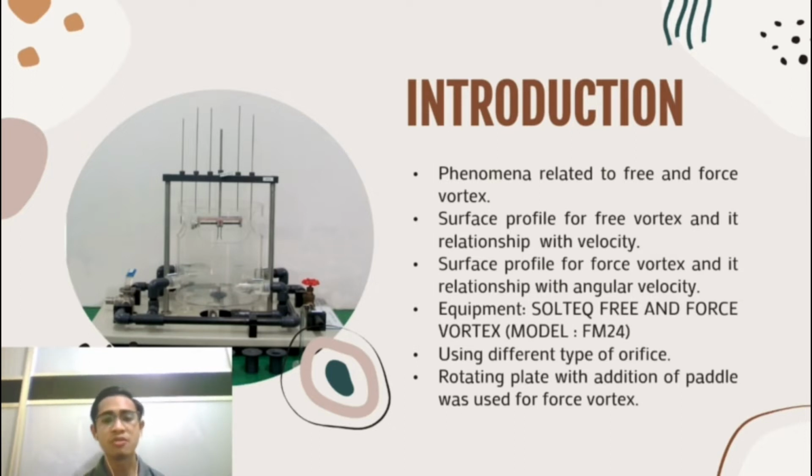The turbulent flow of fluid spinning is what we know as a vortex, where a free vortex is formed through the water that flows through a central hole in the base of a tank. And a forced vortex is caused by an external force such as an impeller, where we use a rotating plate with the addition of a paddle.